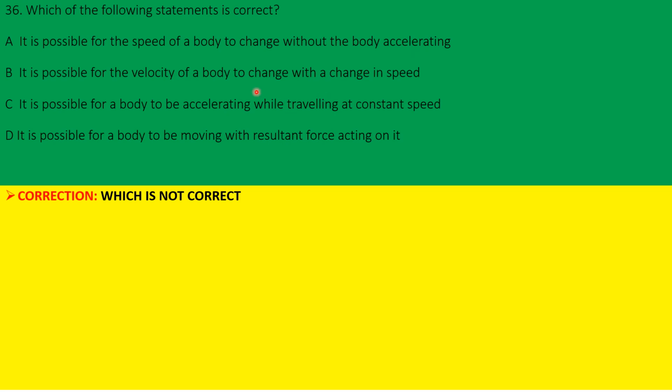All right, so A is clearly wrong, right? They say which is not correct, remember, so all these other ones must be correct. B says it is possible for the velocity of a body to change with a change in speed. Correct. As long as the velocity is changing, speed will change, because speed is the magnitude of velocity. C says it is possible for a body to be accelerating while traveling at constant speed. Correct. The case of circular motion, right? Good. D says it is possible for a body to be moving with a resultant force acting on it. Yes, that's Newton's second law. Correct. So our answer is actually A, because the one that is not correct is A.